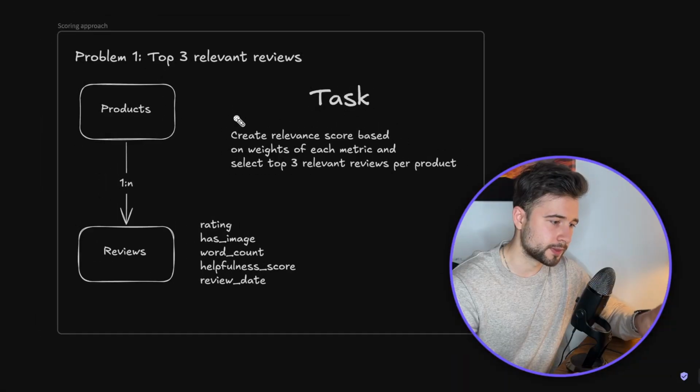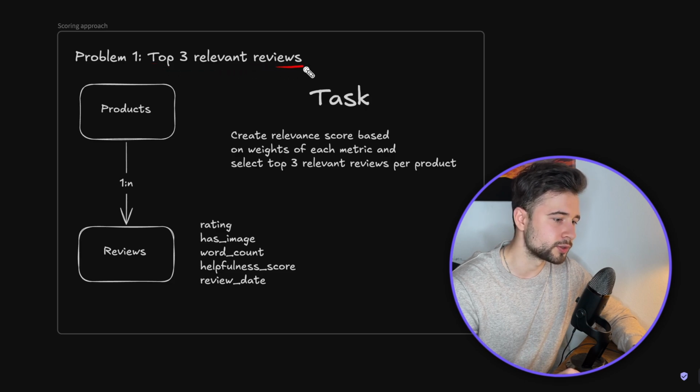I think the best way to understand and learn such concepts is through real-world examples. And with that, let's look at the first problem that we have here. So we need to select top 3 relevant reviews per product. Here you can see a simple example with entities. Basically, we have products, and each product can have many reviews that users left for it.